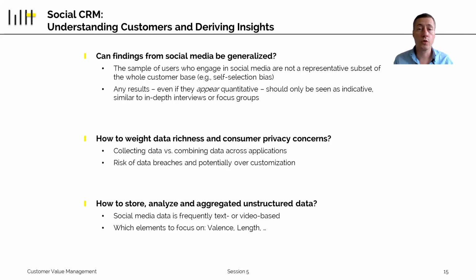And even worse, the ones who write, the ones who engage, decide themselves that they want to write and engage, and that's another bias. They may be particularly satisfied or particularly unsatisfied. And so if you only look at results that you get from social media, you can very, very rarely generalize them to the entire customer database. They should at maximum be seen as indicative. In the logic of qualitative and quantitative research, information that comes from social media, unless it is very, very carefully collected, is more similar to qualitative insights than quantitative insights.